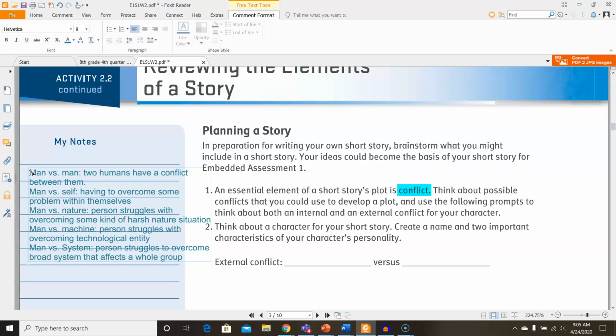Okay, so I gave you several examples of conflict there. Hopefully that will somewhat inspire what kind of conflict you want to have at the central point of your story. So you want to think about an internal conflict, something the character is struggling with inside themselves. That's what internal means, is inside. And an external conflict, something that's going on on the outside of their life.